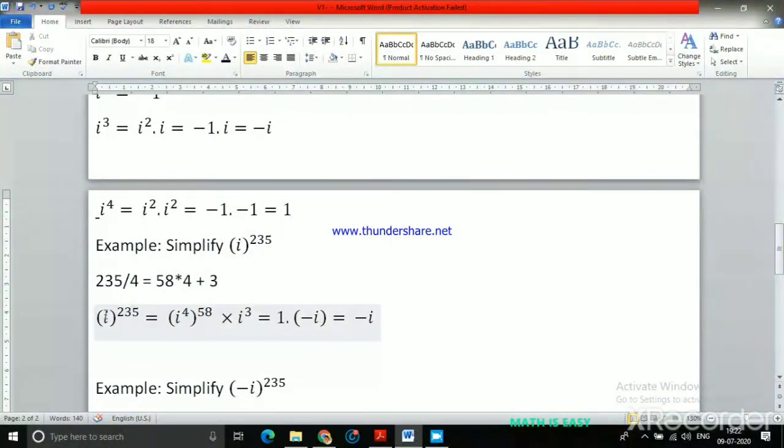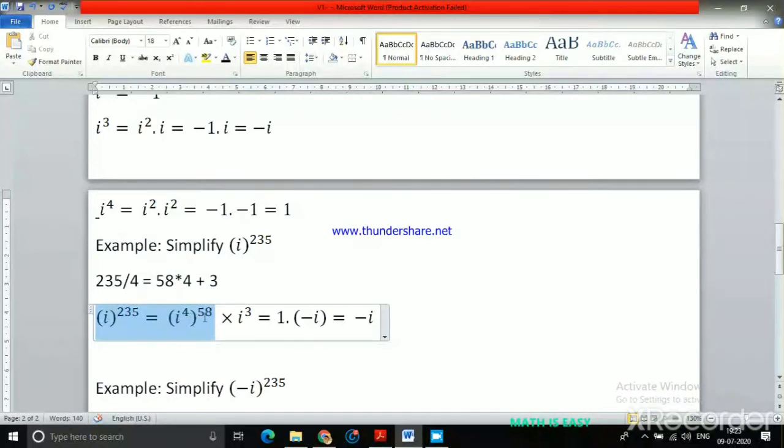So this i to the power 235, you can write as i to the power 4 whole to the power 58, because here I can use that identity: a power m whole power n is a power m into n.